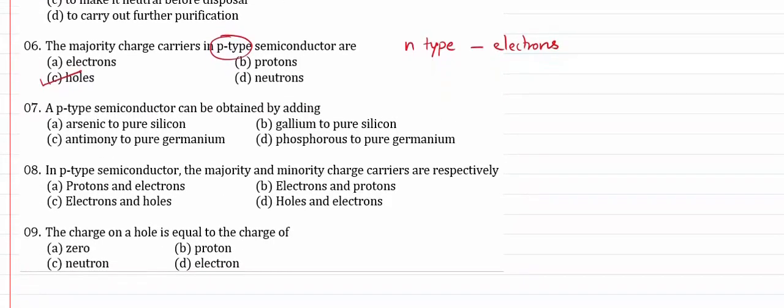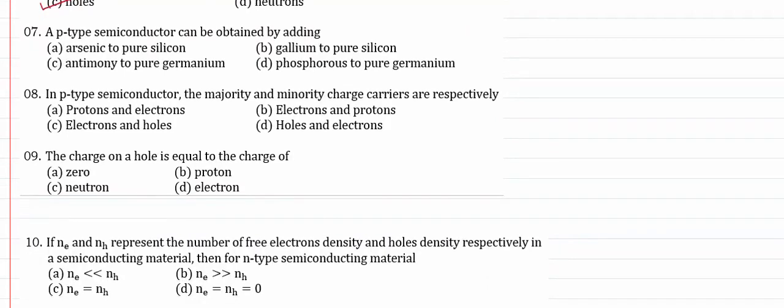Seventh, a p-type semiconductor can be obtained by adding arsenic, gallium, antimony, phosphorus. So as you know, in p-type, doping is done by using trivalent impurity. So by using trivalent impurity, and trivalent impurity we use like indium, gallium, aluminium, etc. So here if you observe p-type, arsenic, antimony, gallium, phosphorus, means answer is B.